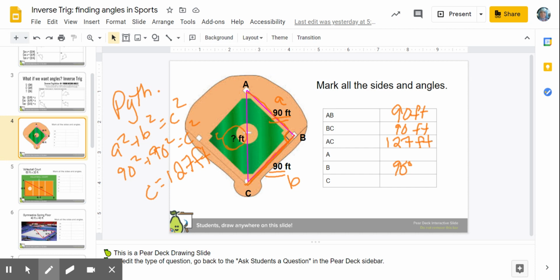We could do 180 minus 90. So the whole triangle is 180, and I know B is 90, so we can definitely do that. So angle A and angle C are going to equal 90 degrees together. So how do I find out what each of them are?